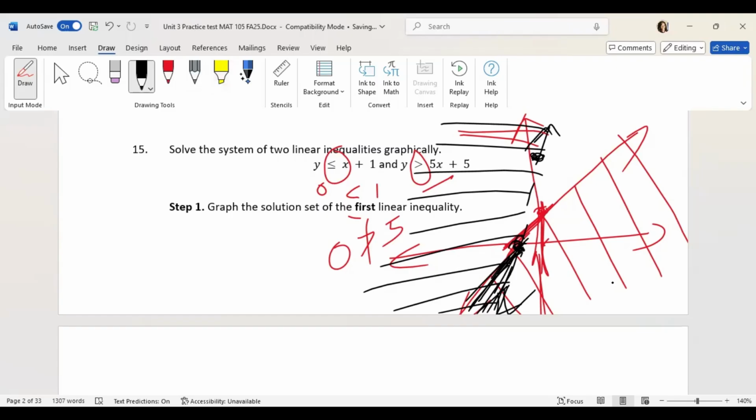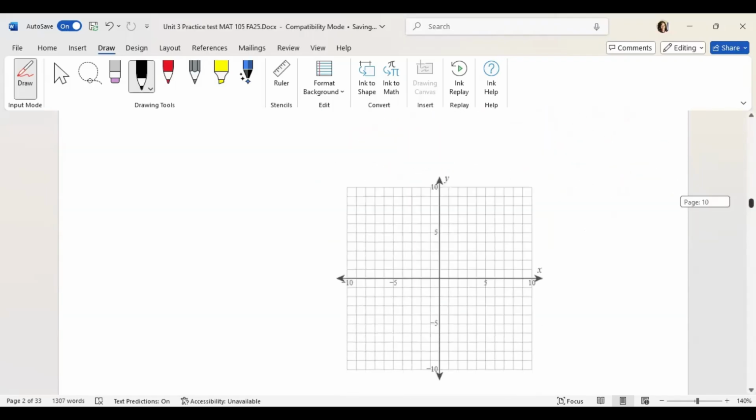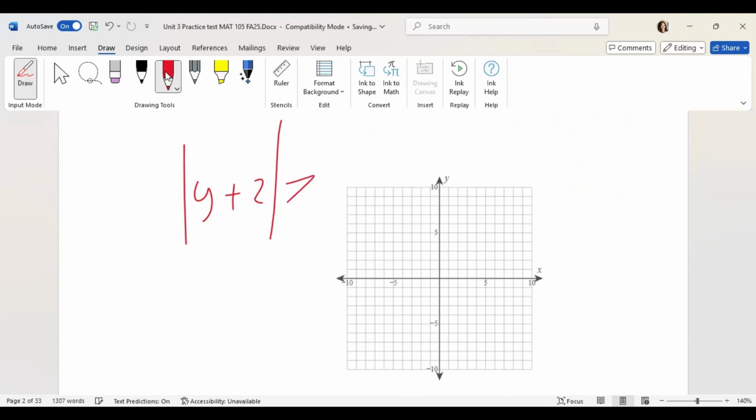All right, before we go to any other, let's just draw. Suppose we have the absolute value of y plus 2 is greater than 2x. You can have something like this.